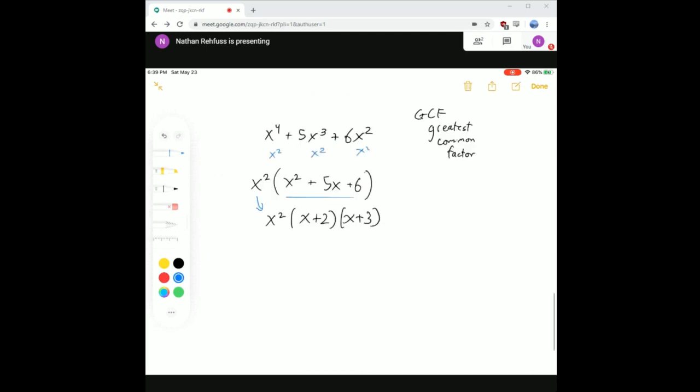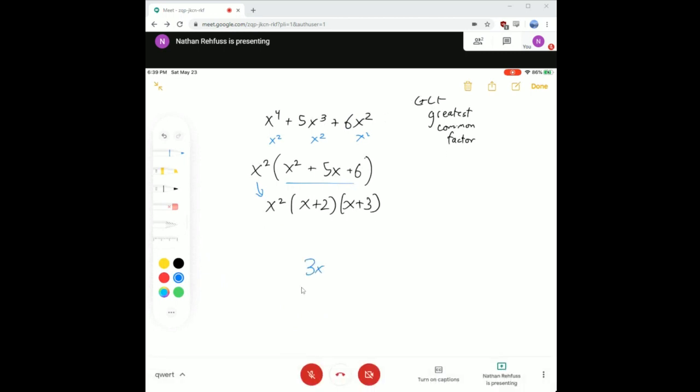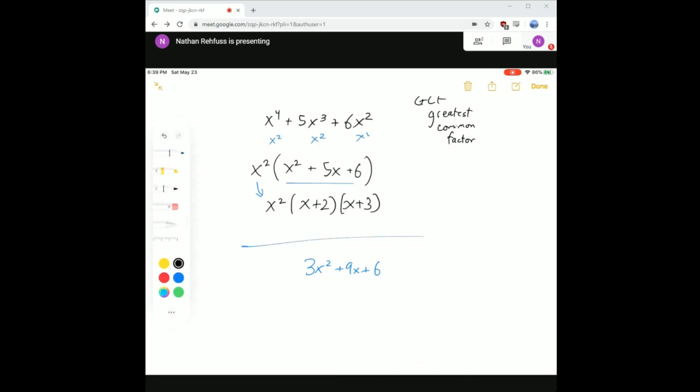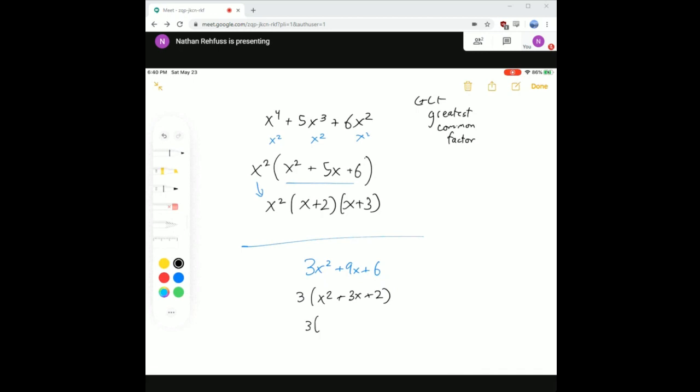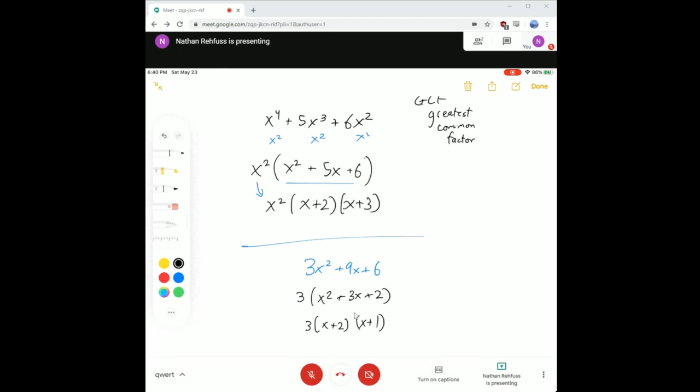Here's another one. Let's say I gave you 3x squared plus 9x plus 6. Uh-oh. Leading coefficient is not a 1. He didn't tell us how to solve these, but there's a trick. Notice all of these terms have a 3 in them. This is the same as 3 times x squared plus 3x plus 2, yeah? 3 times 3x is 9x, 3 times 2 is 6, yeah? That's a lot better, because then I can write that as 3 times x plus 2 times x plus 1, as 2 and 1 add up to 3 and multiply to 2. So that's how you factor that. Pretty cool, pretty cool.